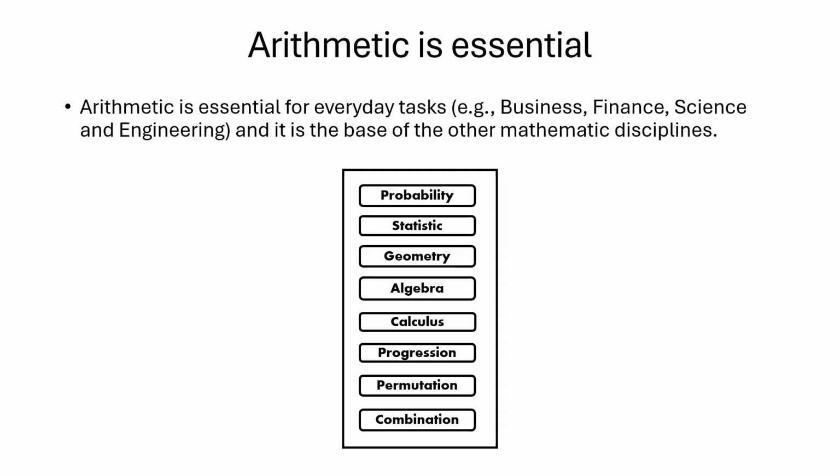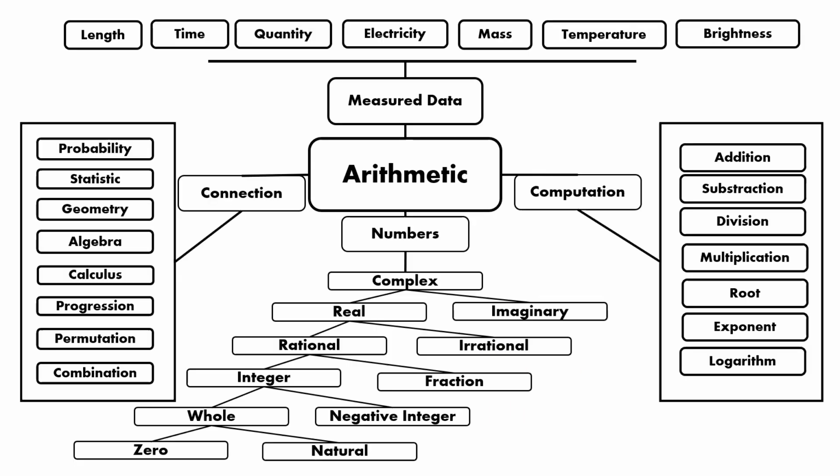Arithmetic is essential for everyday tasks. For example, it is used in probability, statistics, geometry, algebra, and even harder concepts in mathematics such as calculus, progression, permutation, and combination. Here is a concept map of arithmetics with all the numbers at the bottom, all the connections at the left, all the computation at the right, and all the measured data at the top.